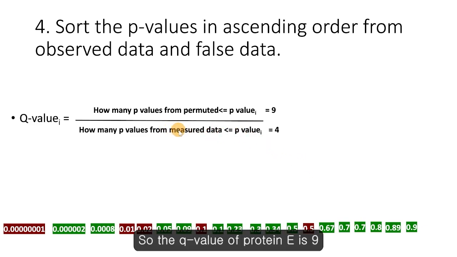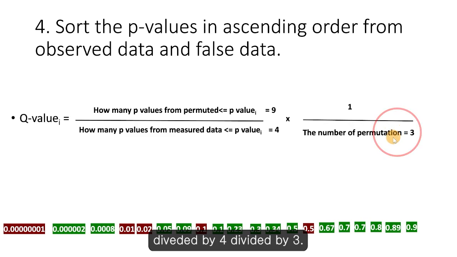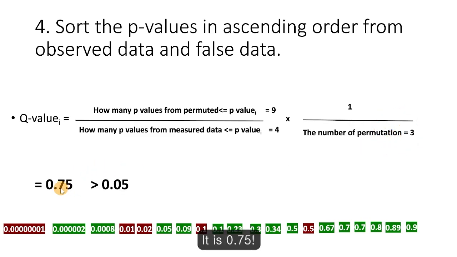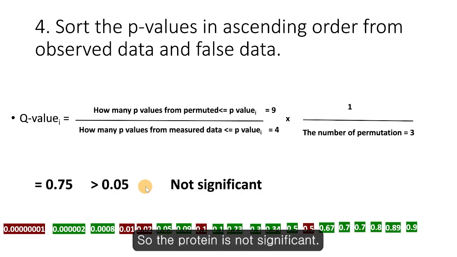Okay, so the Q value of protein E is 9 divided by 4 divided by 3. It is 0.75. So it is bigger than 0.05. So the protein is not significant.